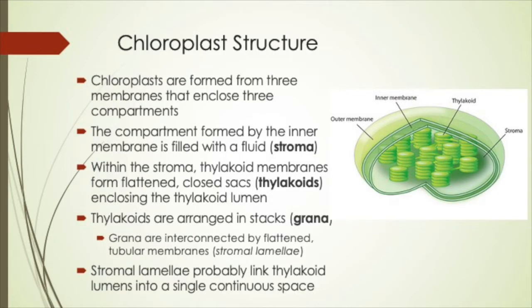Chloroplasts are formed from 3 membranes that enclose 3 compartments. Mostly we have the outer membrane, we have the inner membrane, and the thylakoid membranes inside. The compartment formed by the inner membrane, so we have the outer membrane, inner membrane, and inside that is the stroma. The stroma is the fluid inside. Within the stroma, we have the thylakoid membranes, right? So in that sac, in that fluid, are those thylakoid membranes.